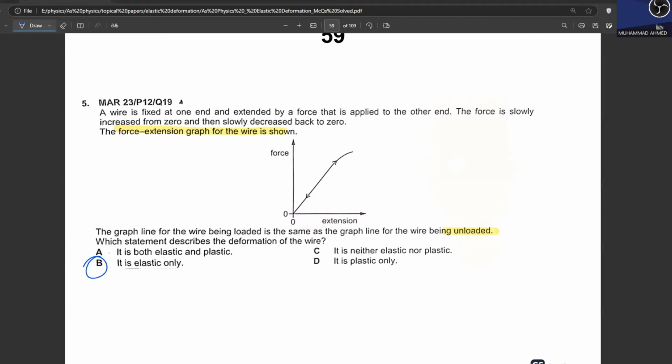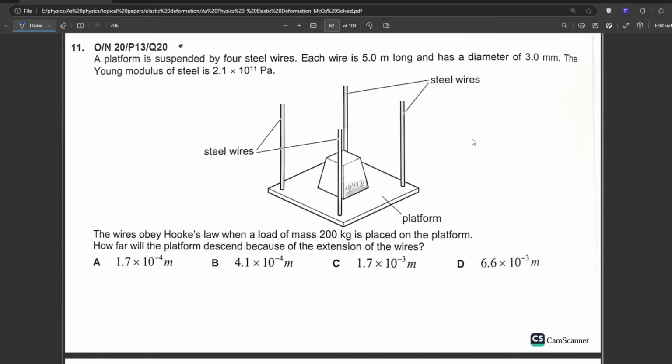If you check in the marking scheme, 59 has an answer of B. Perfect. Let's move ahead. Let's see this. A platform is suspended by four steel wires. Each wire is 5 meters long and has a diameter of this. The Young's modulus of steel is this. The wire obeys Hooke's law when a mass of 200 kg is placed on the platform. How far will the platform descend due to the extension of the wire?